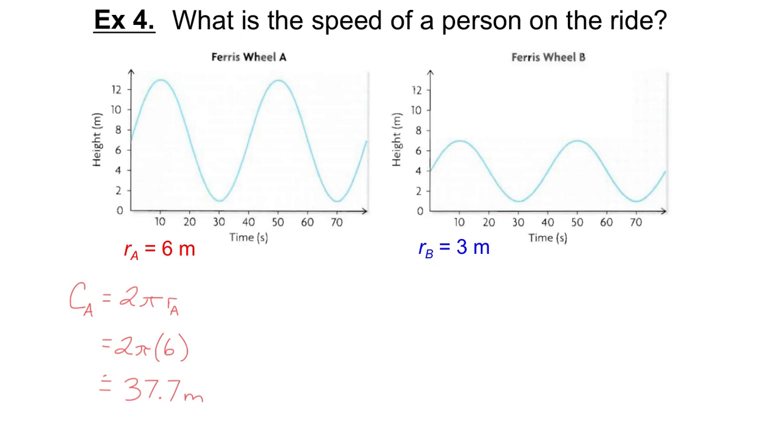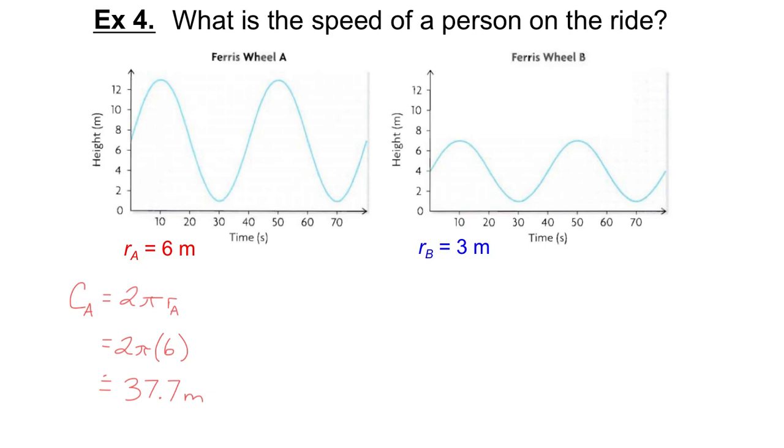Now maybe you've forgotten how to calculate the circumference of a circle, but it's 2 pi r, 2 times pi times the radius. So if the radius of Ferris wheel A is 6 meters, then we do 2 times pi times 6. And if you do that in your calculator, you'll get approximately 37.7 meters. So one time around the Ferris wheel, a person is traveling 37.7 meters in the total distance around the outside.